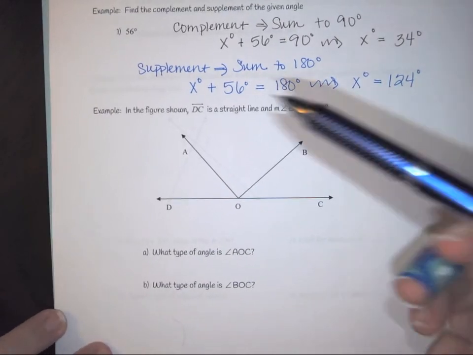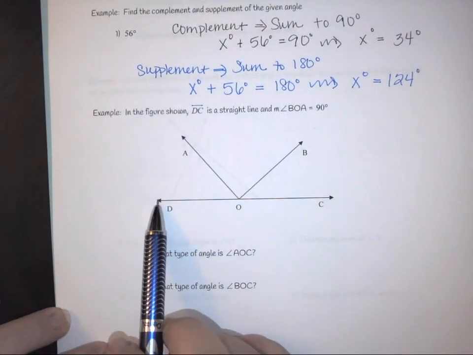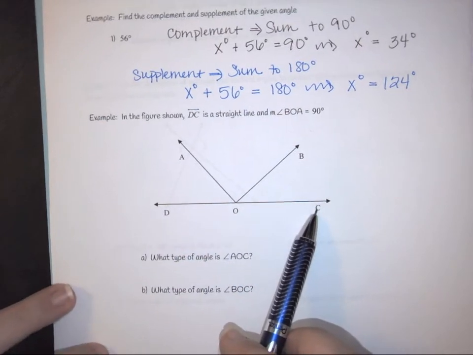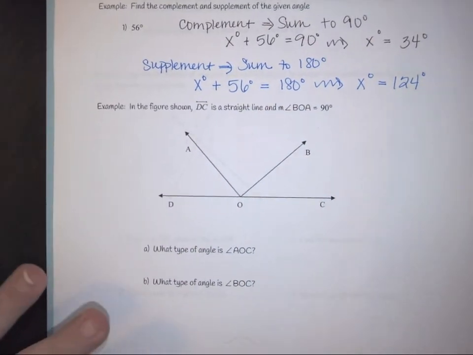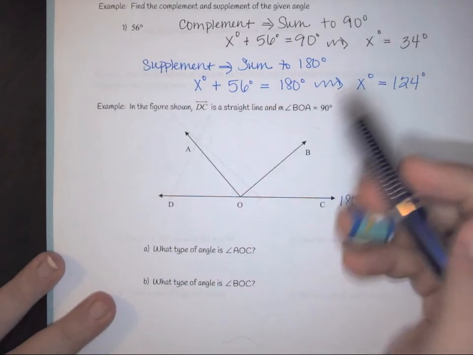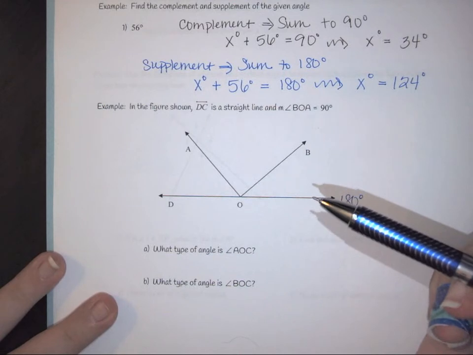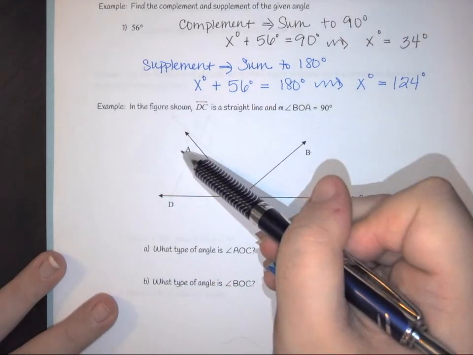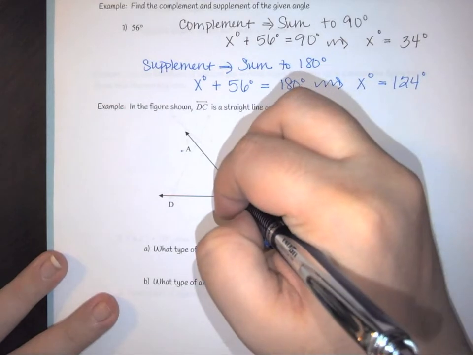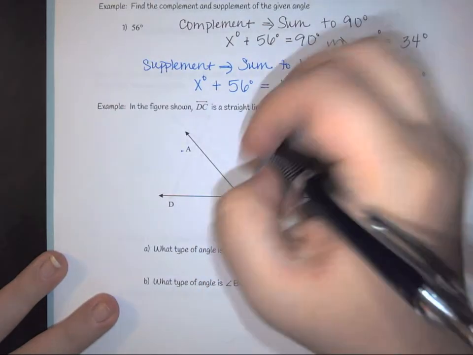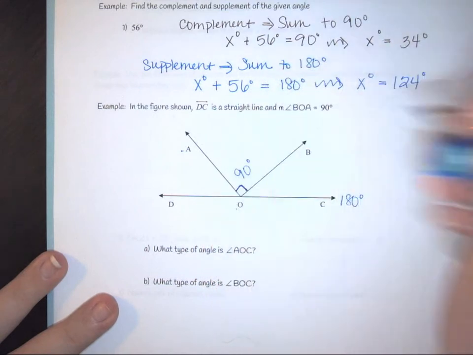So first of all, this is telling you that DC, so this line right here from D to C, is a straight line. So that would tell me right away that this is 180 degrees. The second thing that you're being told is that angle BOA, so BOA is 90 degrees, which means this angle right here has that really cool looking box that generally gets put into it, but it's 90 degrees.